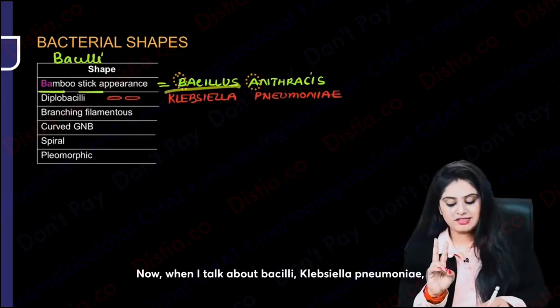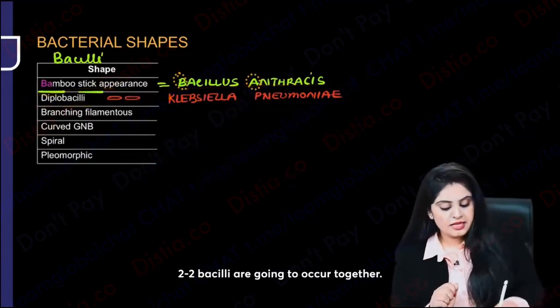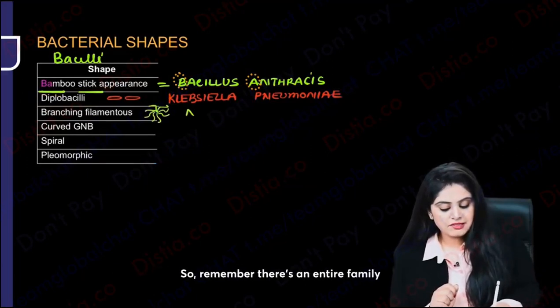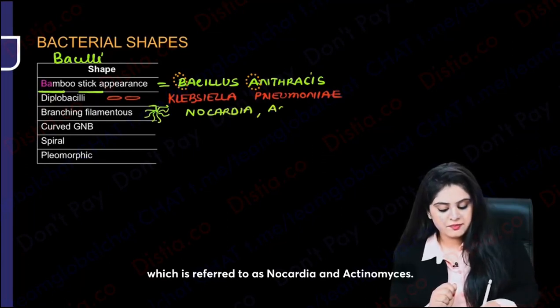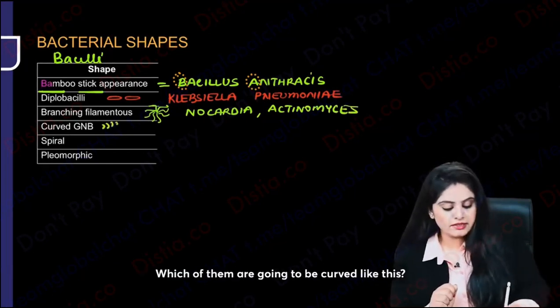Now when I talk about bacilli, Klebsiella pneumoniae, two bacilli are going to occur together. Next, which of them is going to be branching and filamentous? Remember, there's an entire family referred to as Nocardia and Actinomyces. Nocardia and Actinomyces are going to be branching and filamentous. Which of them are going to be curved like this?